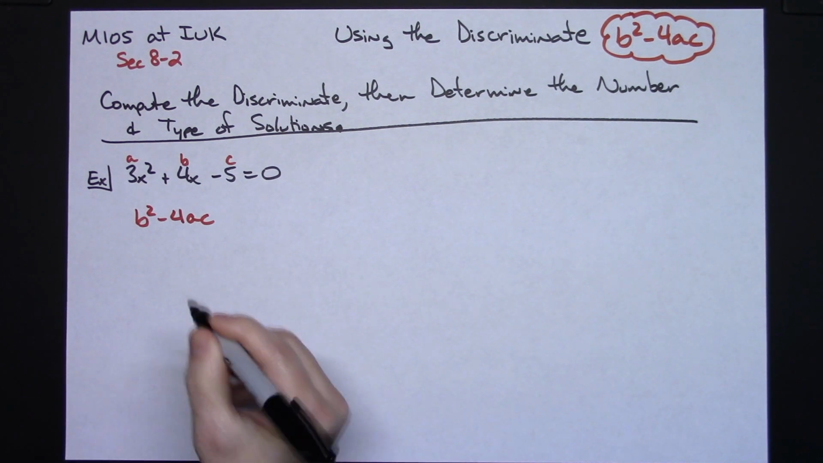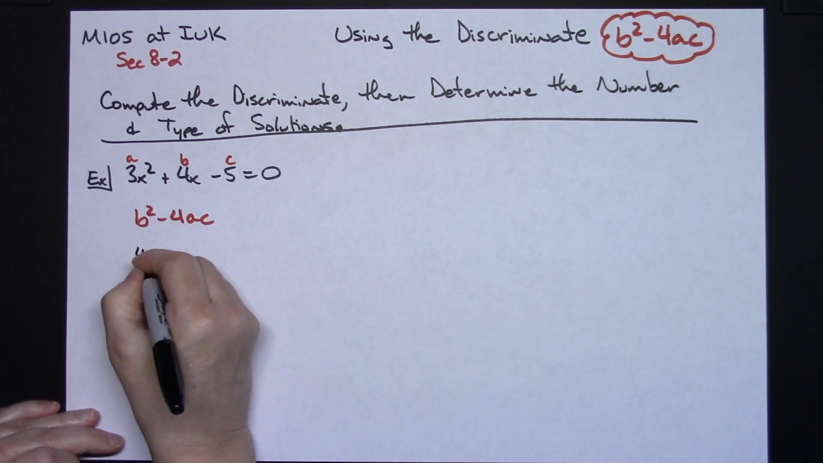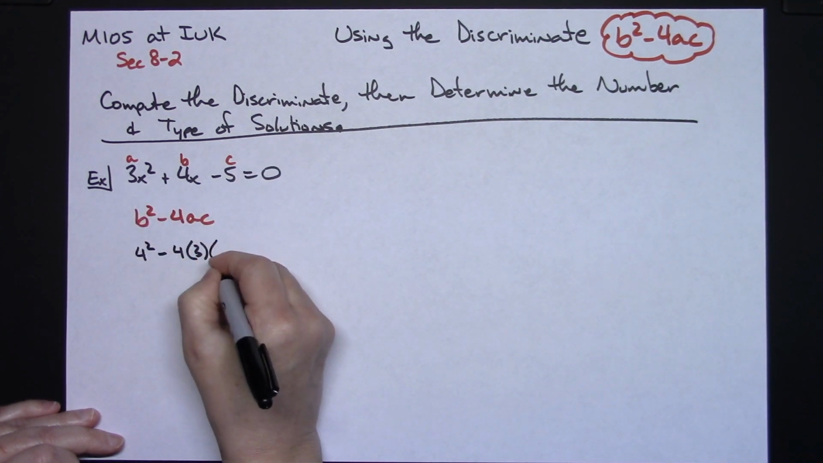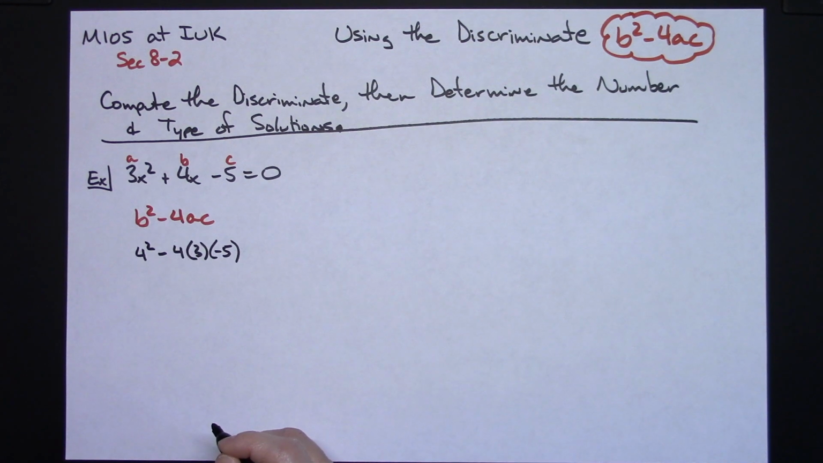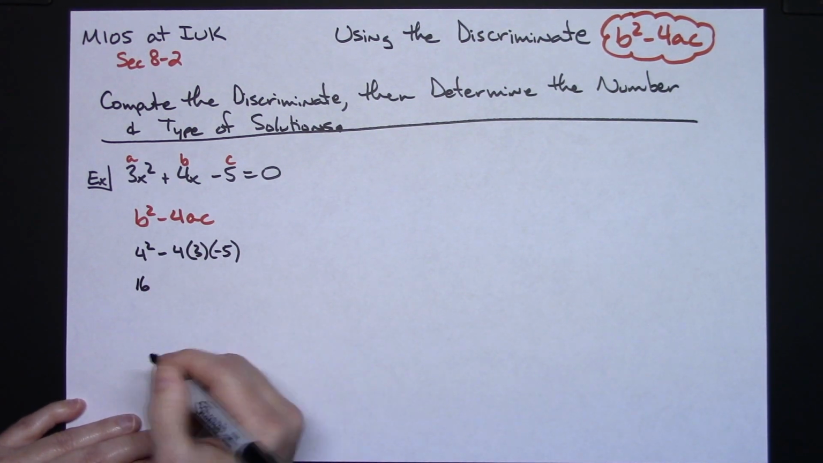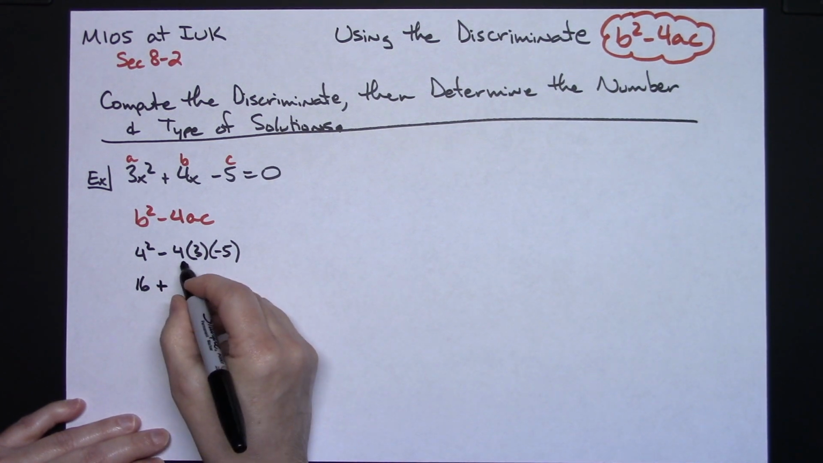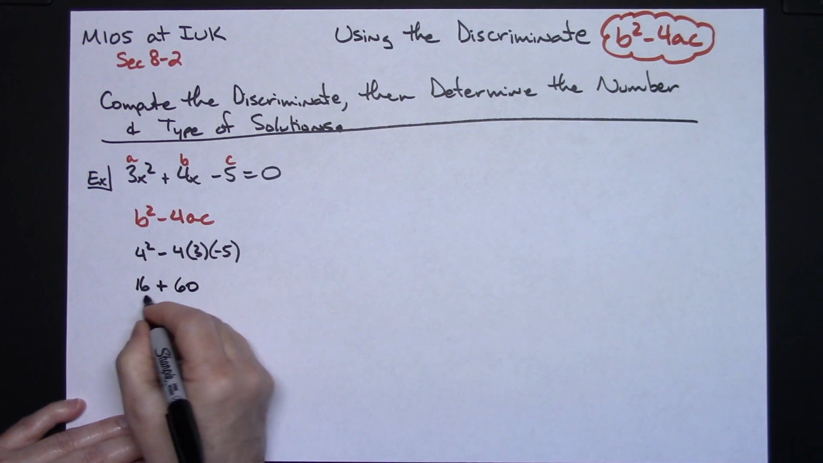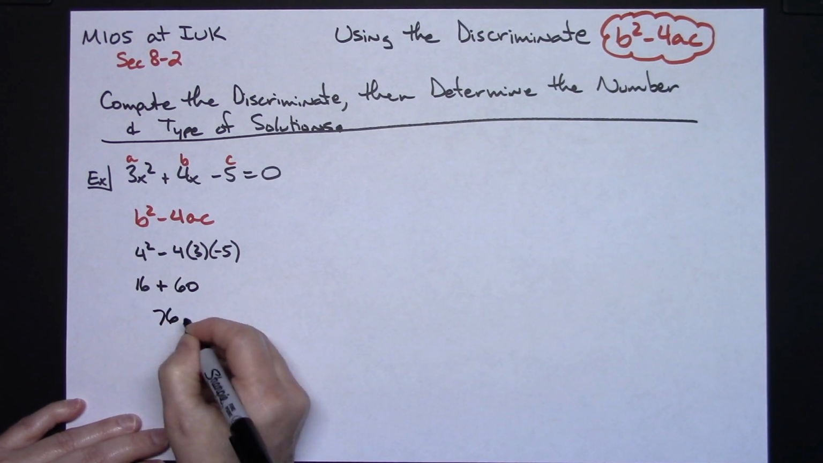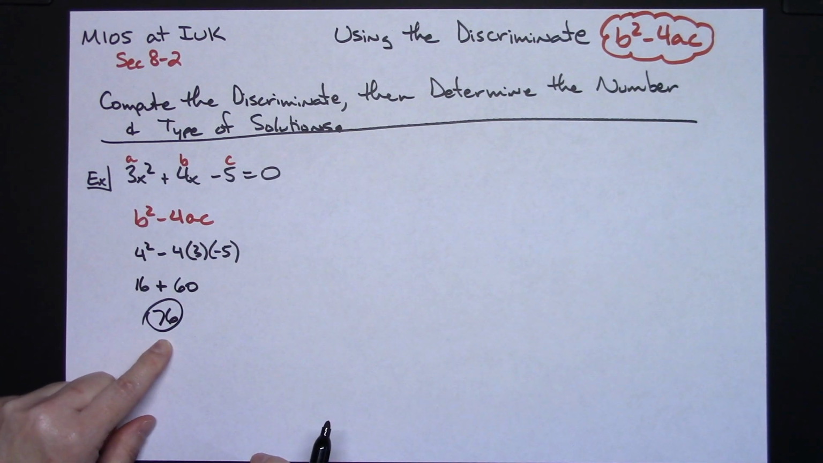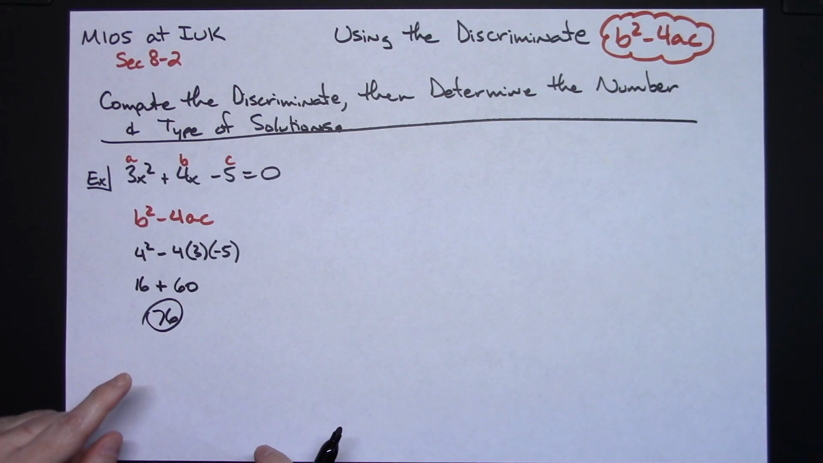So b squared minus 4ac. On this problem here, my b is 4, so 4 squared minus 4 times a is 3 times c is negative 5. Doing a little bit of arithmetic here, we'll have a 16. This is going to be negative with this negative here, which means I'm going to have a plus. 5 times 4 is 20 times another 3 is going to give me 60, which is going to give me a total of 76 right here for my discriminant. Okay, so this is positive. When it is positive, that tells me that I'm going to have two unequal real solutions.